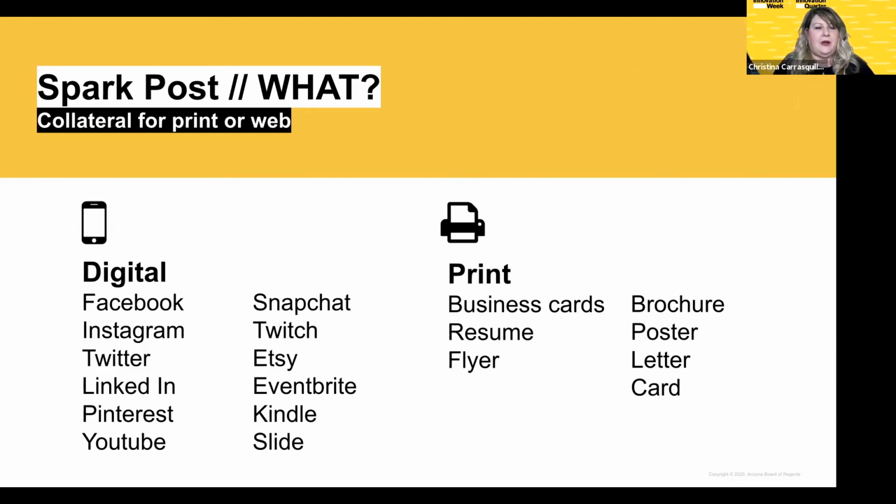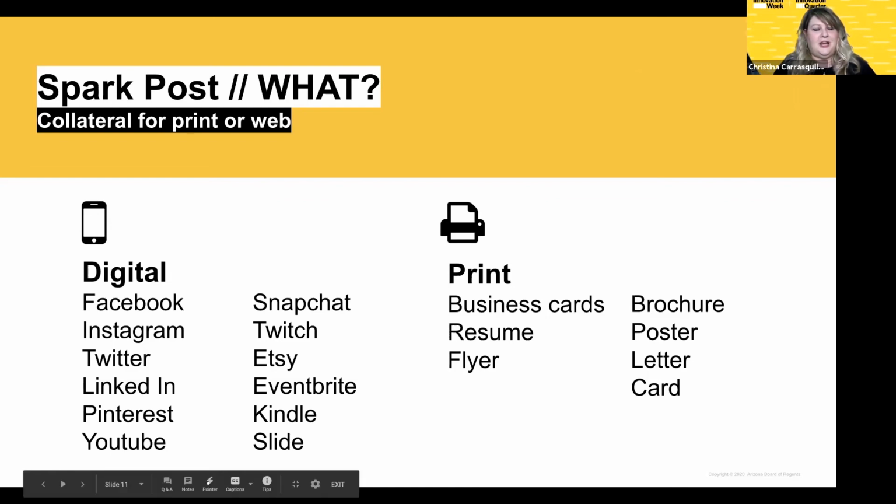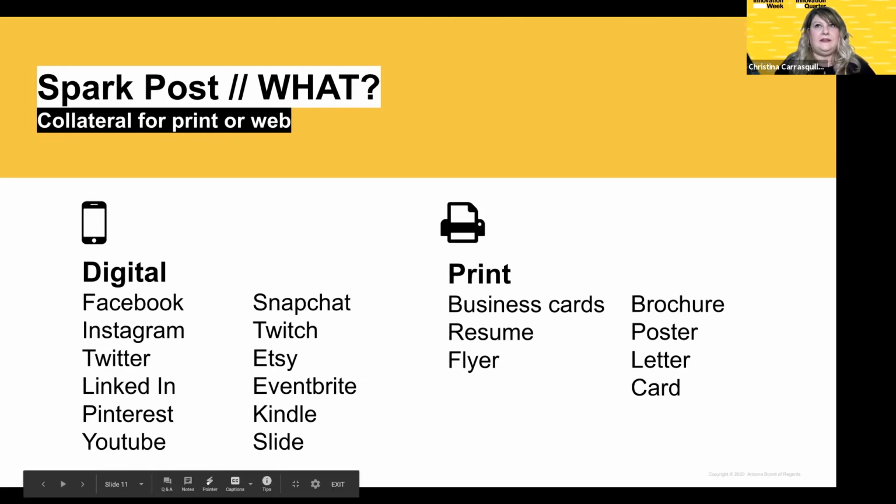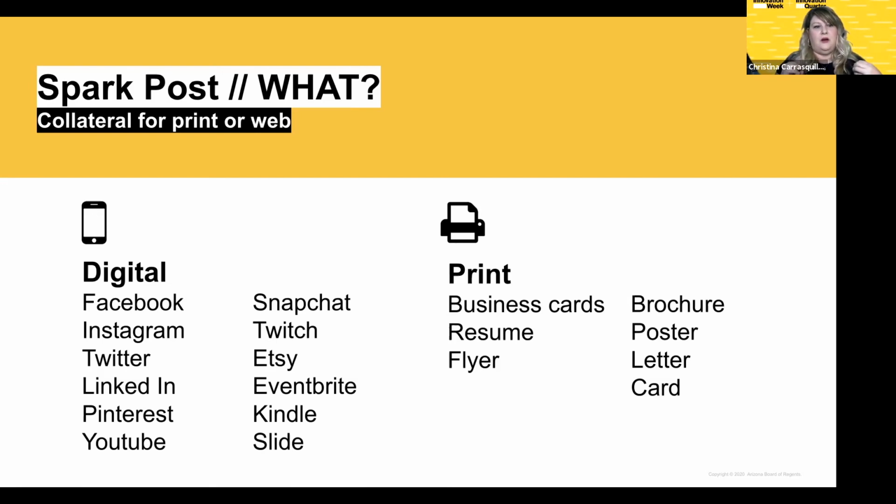So digital output might be to Facebook or Instagram, Twitter. There's LinkedIn, Pinterest, YouTube, as well as Snapchat and Twitch and Etsy, Eventbrite, Kindle, and even slide templates. And you can actually make custom sizes too. So what that means is that the program itself already has the dimensions for a Facebook post or a Facebook event or a Facebook story, right?